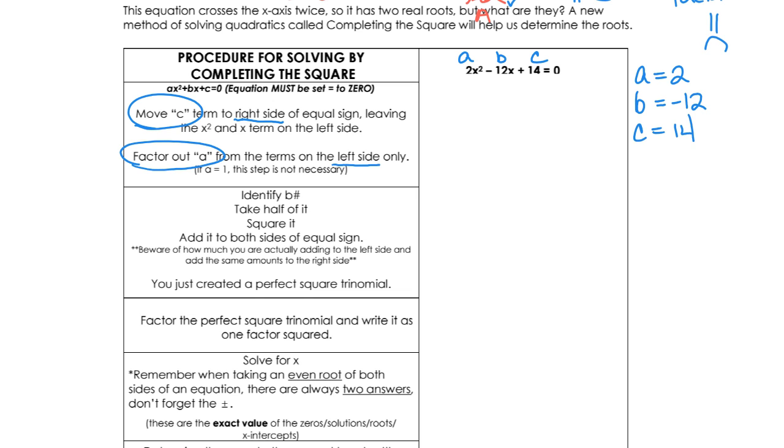So we're going to move our C value over until we end up with 2x squared minus 12x equals negative 14. So now our C value has been moved over. Now we're going to take out the A from the left-hand side, and our A is 2. So we're going to factor out that 2 and be left with x squared minus 6x equals negative 14. Those were two steps that are a little bit unusual to us. We always like to be equal to 0, and in completing the square, we move that C value over so we're not equal to 0.